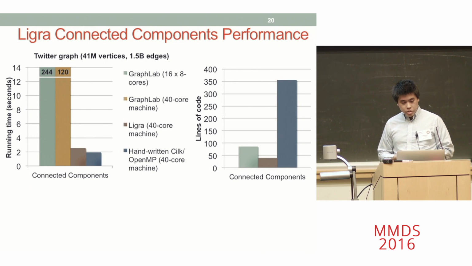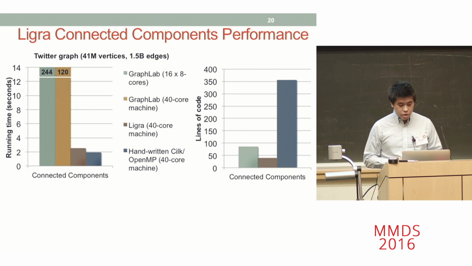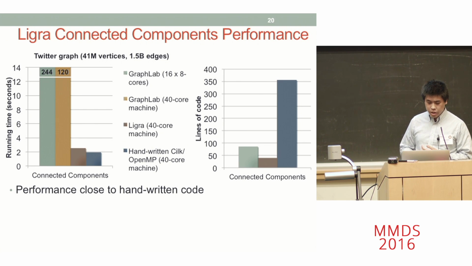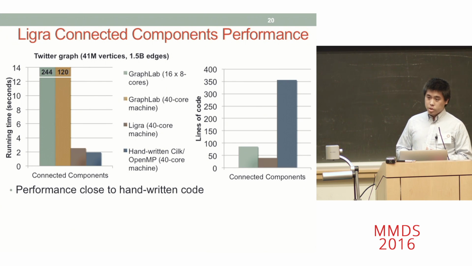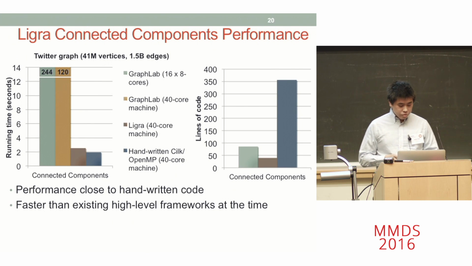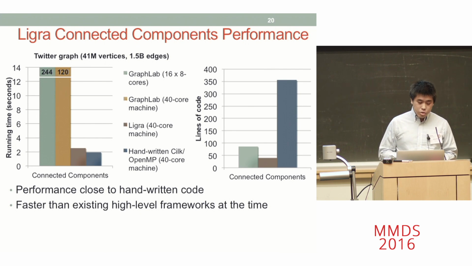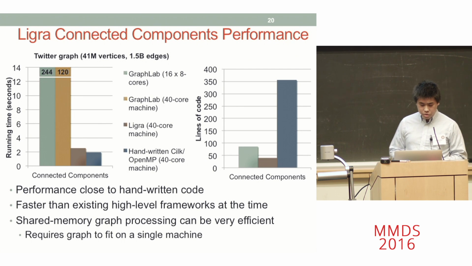In terms of code complexity, Ligra and GraphLab are competitive, and the handwritten code is much longer, as you would expect. So across all of the experiments that we did, we found that the performance of Ligra was pretty close to handwritten code for the same applications. We found that it was faster than the existing high-level frameworks at the time we developed this.